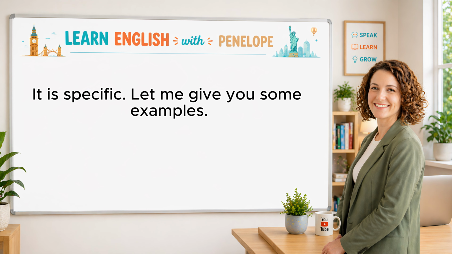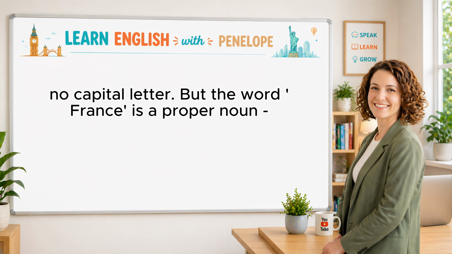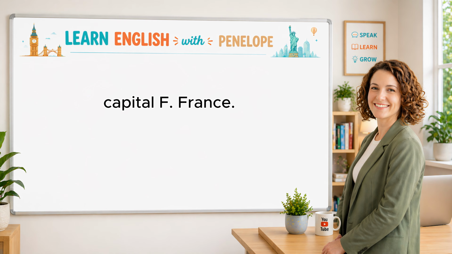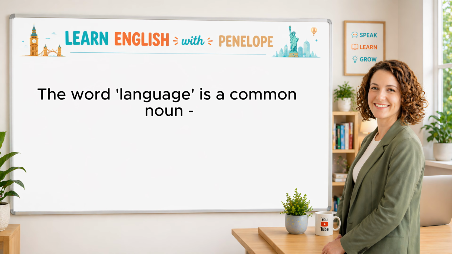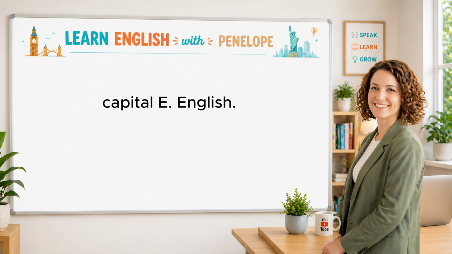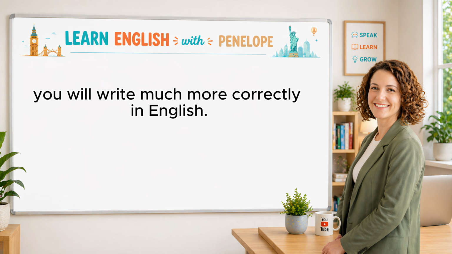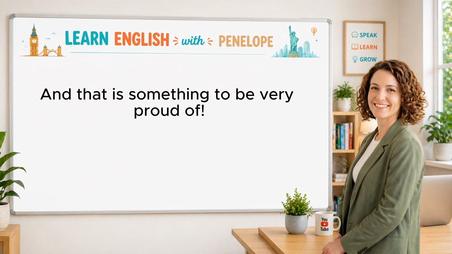Let me give you some examples. The word country is a common noun, no capital letter. But the word France is a proper noun, capital F, France. The word language is a common noun, no capital letter. But the word English is a proper noun, capital E, English. This is a really useful rule, because once you know it, you will write much more correctly in English, and that is something to be very proud of.